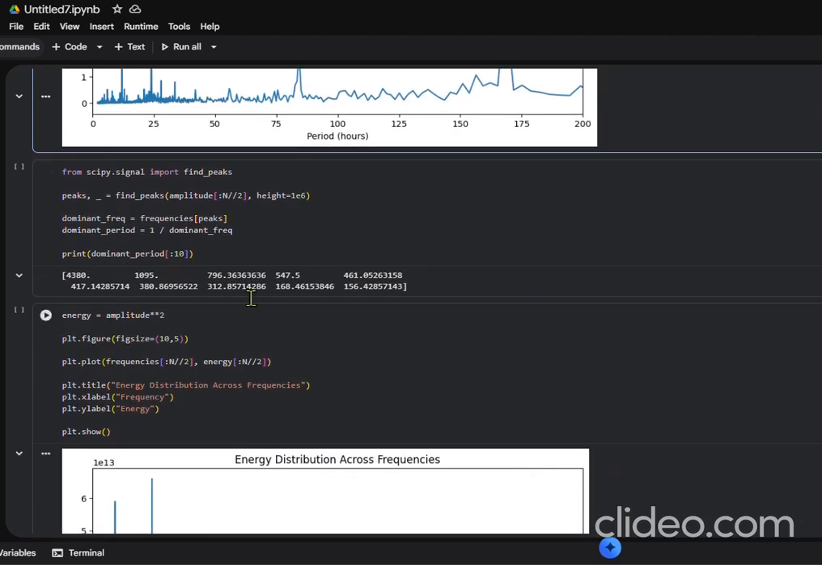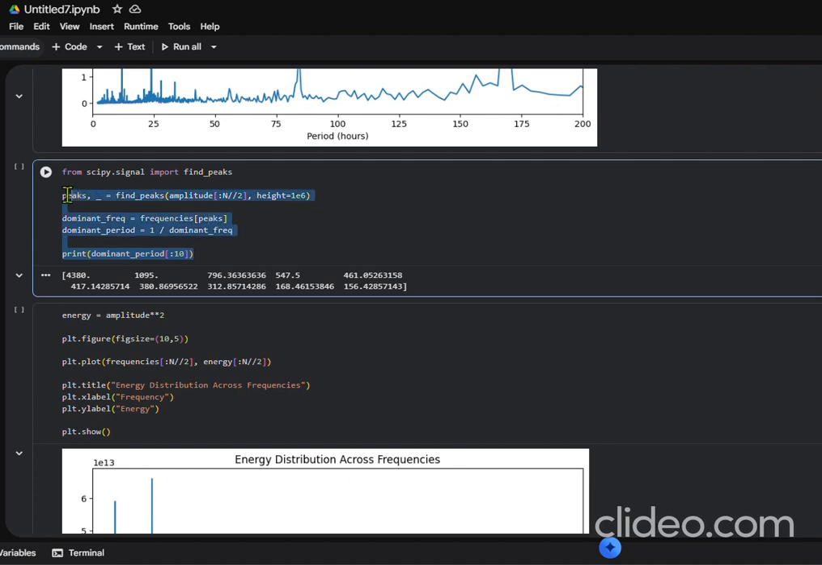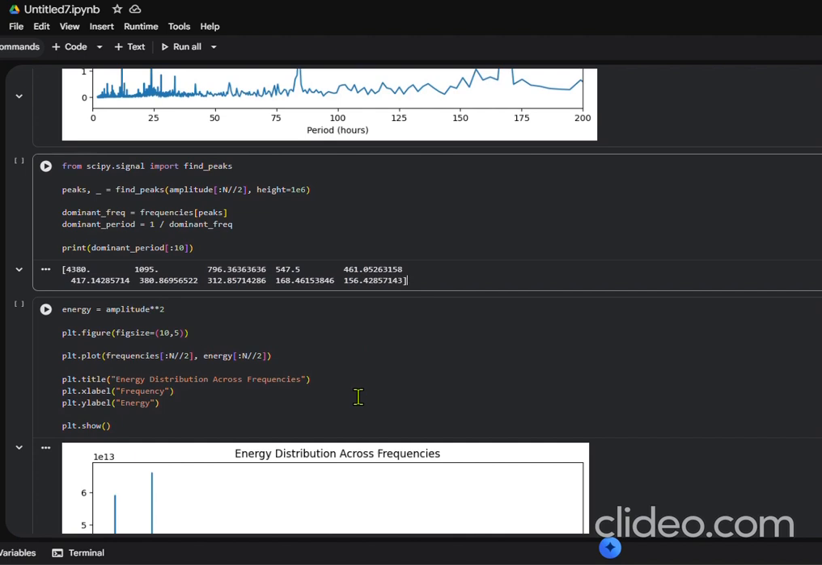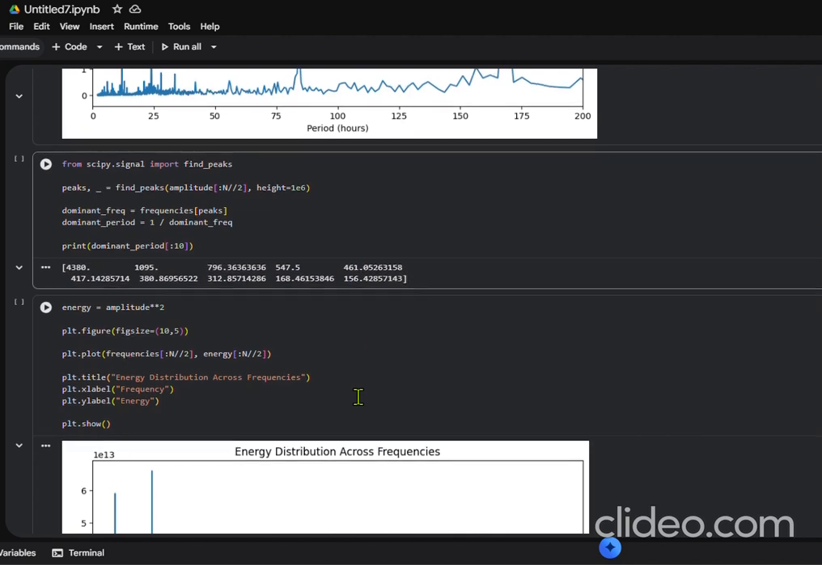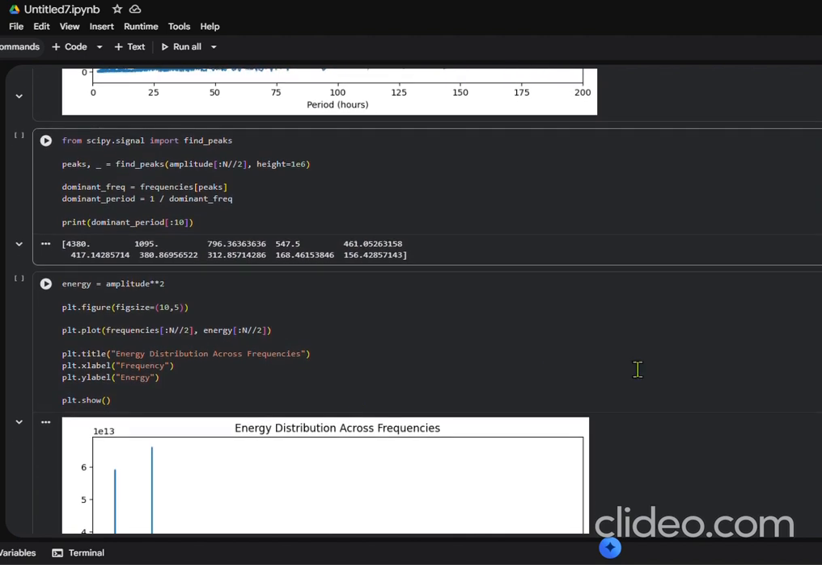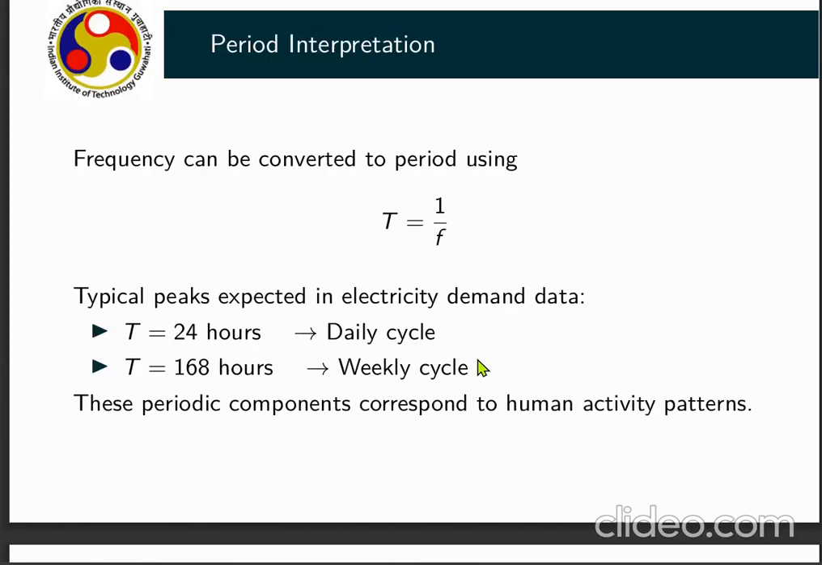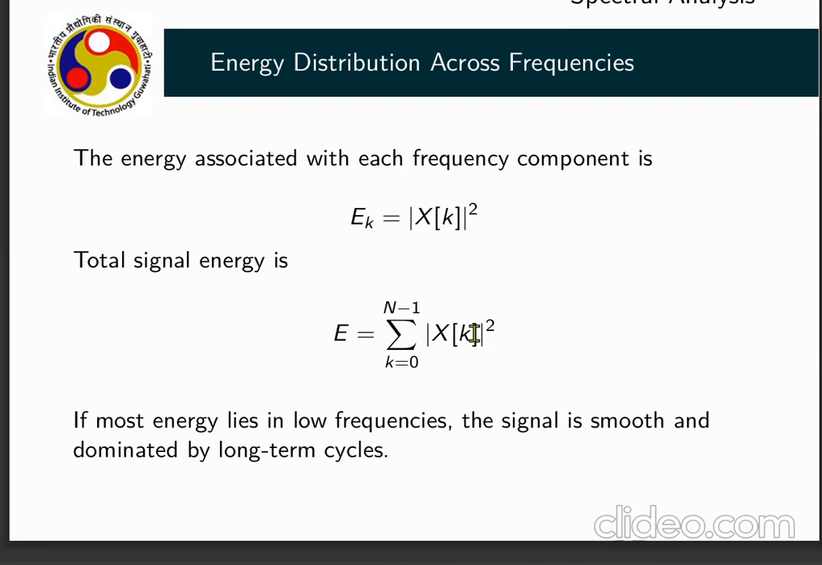To automatically identify dominant frequencies, I use a peak detection algorithm. This function scans the amplitude spectrum and identifies frequencies with large amplitudes. By converting these frequencies into periods, we can directly interpret the dominant cycles present in the signal. In this dataset, the detected peaks correspond approximately to daily and weekly demand cycles, which again reflects the human activity patterns.